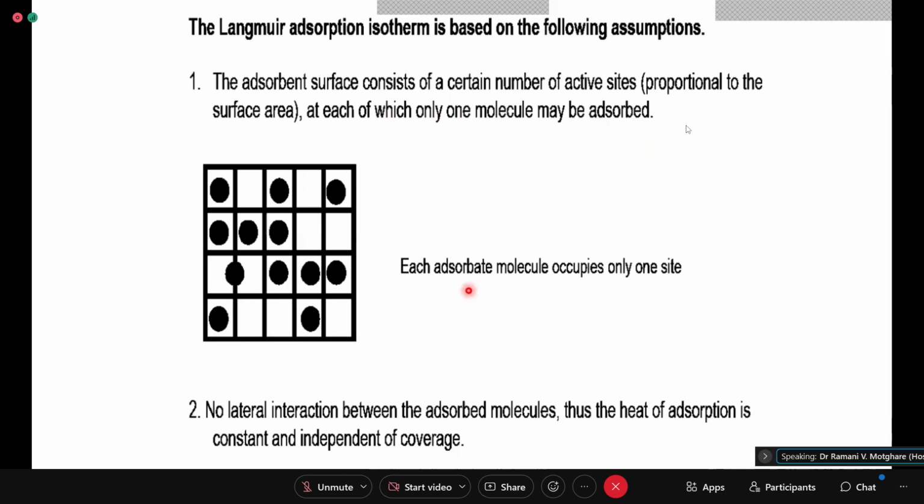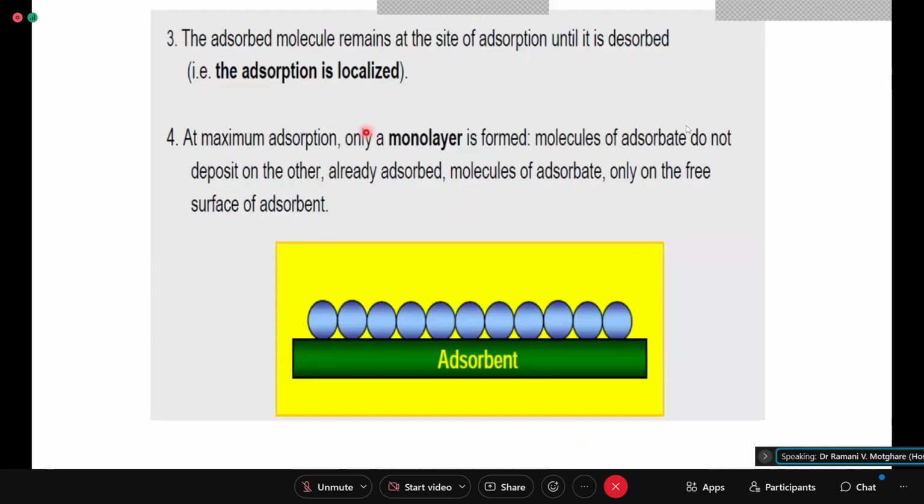Each adsorbate molecule occupies only one site. There is no transmigration, and occupancy of one site is independent of occupancy of the neighboring site. No lateral interaction between the adsorbed molecules takes place. Thus, the heat of adsorption is constant and independent of coverage. The adsorbed molecule remains at the site of adsorption until it is desorbed. The adsorption is localized.